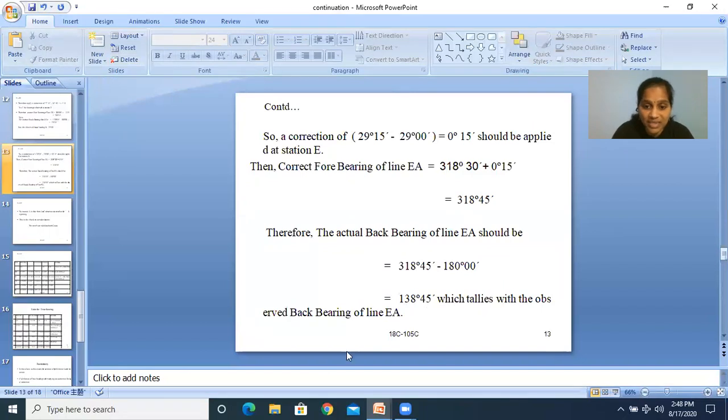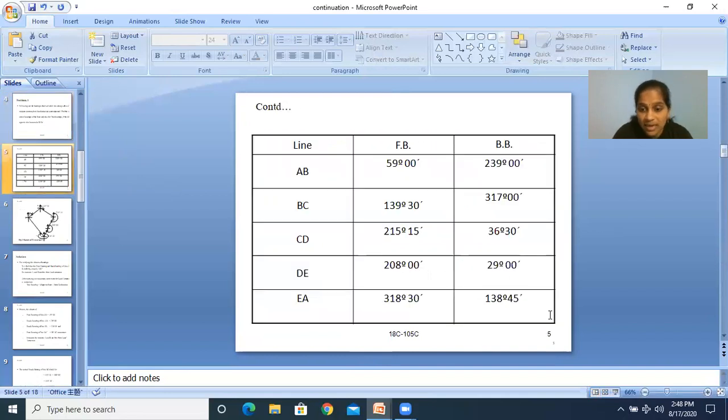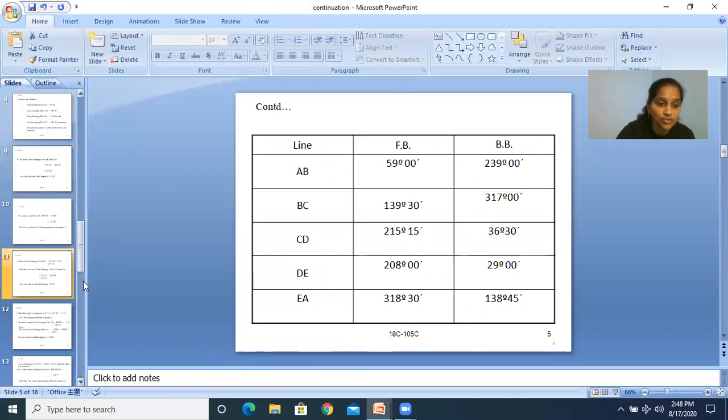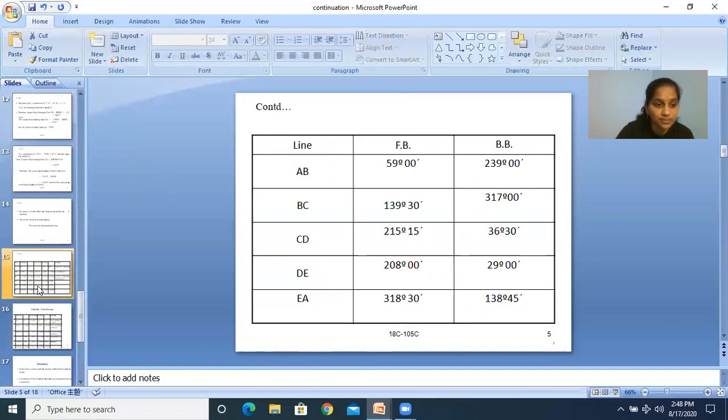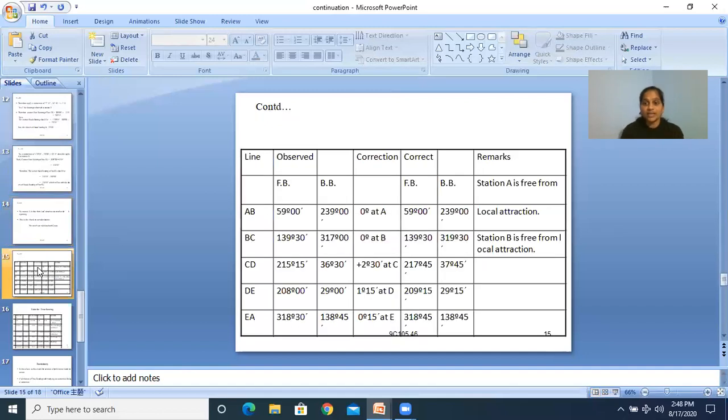We will compare this one. The observed back bearing of EA line is also 138 degrees 45 minutes. Hence, all values which we have corrected are correct. So likewise, we have to check the values also. Then we should enter all the corrected bearings in tabular form like this: line, observed forebearing and back bearing, and corrected forebearing and back bearing.